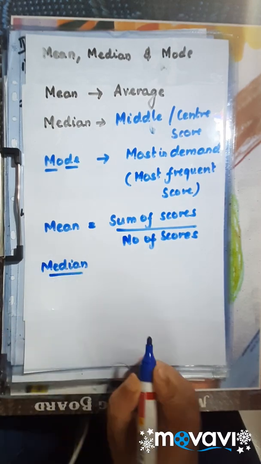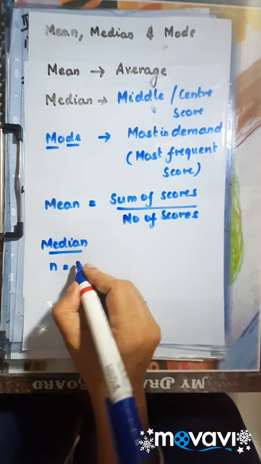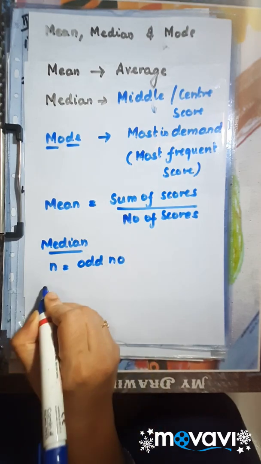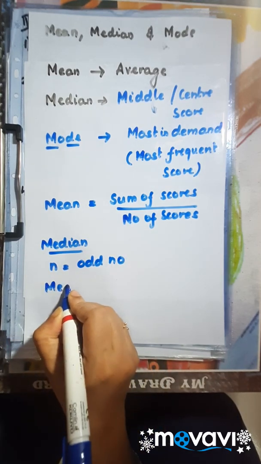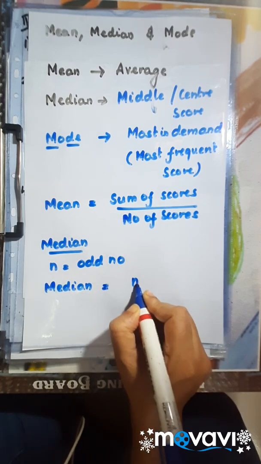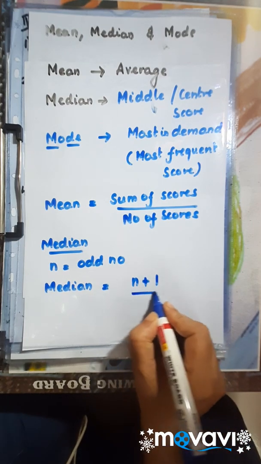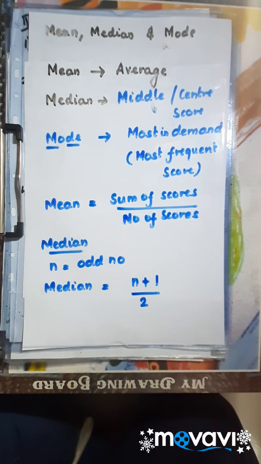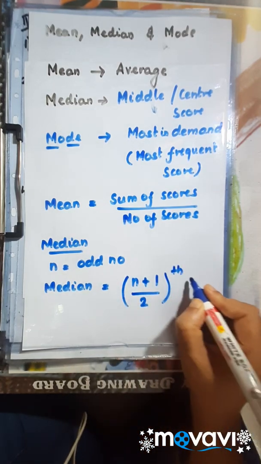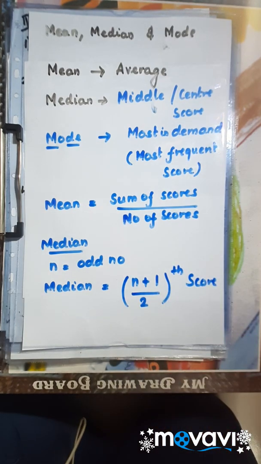Okay. Now, n number of scores. If it is an odd number, median is equal to (n plus 1) upon 2, that score. Okay, so it is that score. I'll tell you how to get it right.